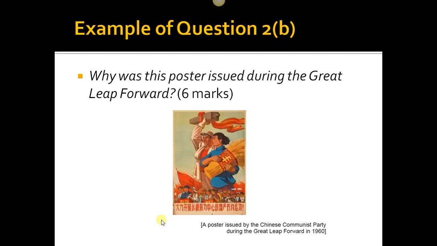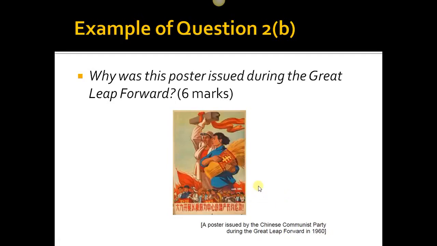This is worth 6 marks. I hope you can see it on here. You will be able to see it on your papers. One thing I have noticed, it looks a lot better in colour than it does in black and white. It brings out a lot of detail here. But it's a poster issued by the Chinese Communist Party during the Great Leap Forward in 1960. So let's just go into there.